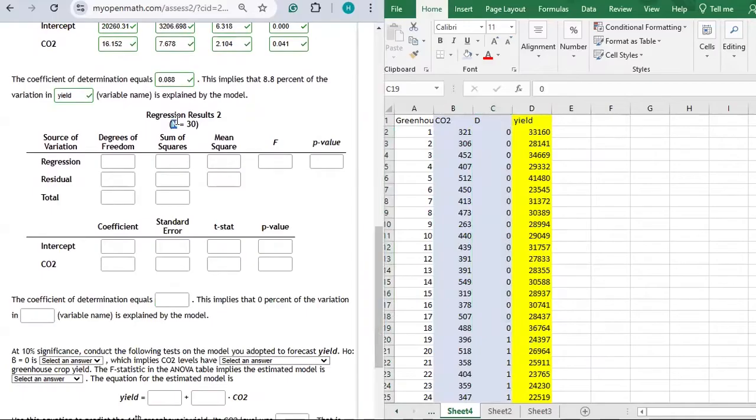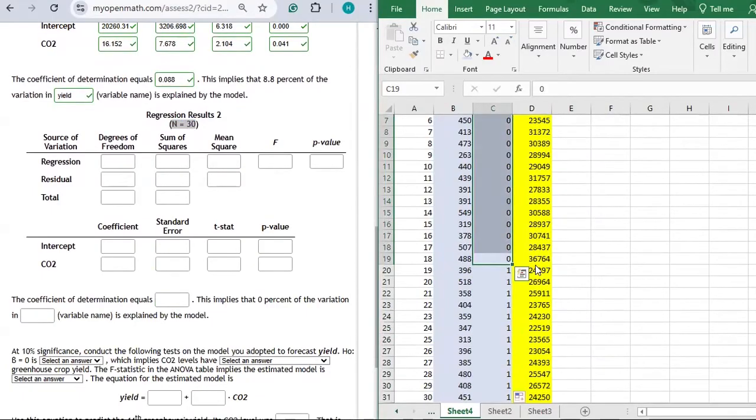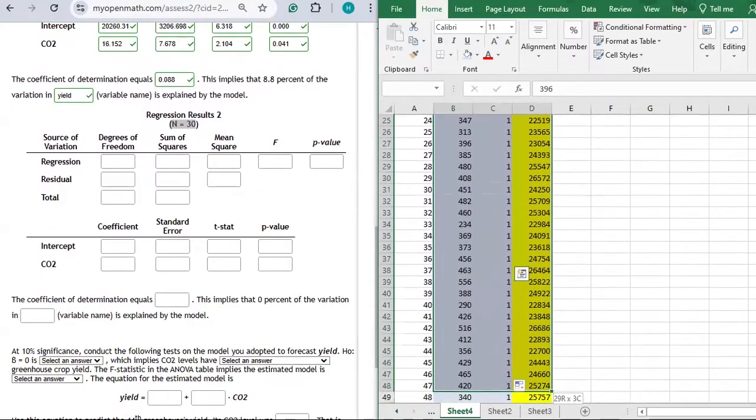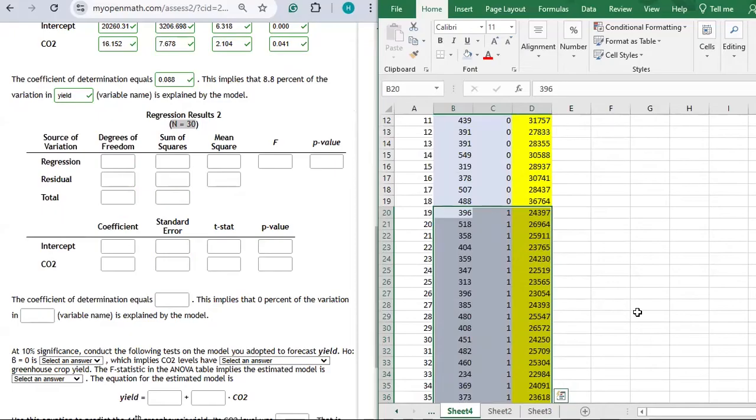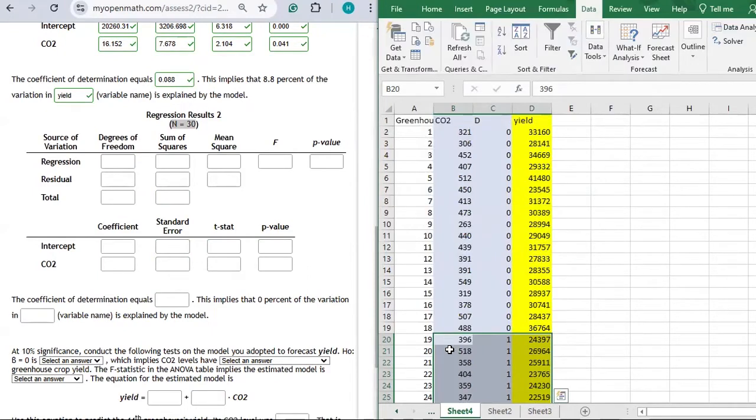And notice it says N equal 30 here. How many greenhouses are in northern climates? How many rows do we have? Right there, that little white box to the bottom right of my cursor says 30R times 3C. Now we have 30 rows of data, so we have 30 northern greenhouses. We're going to rerun the regression with just these 30 northern greenhouses.